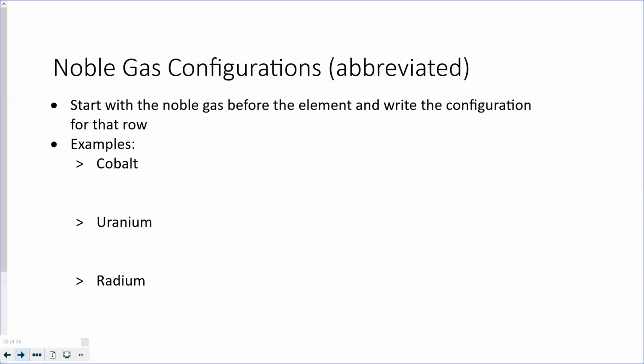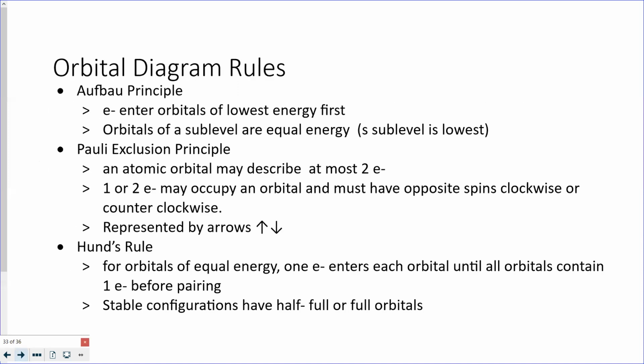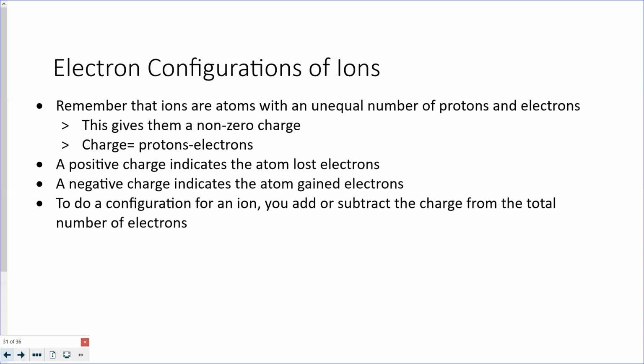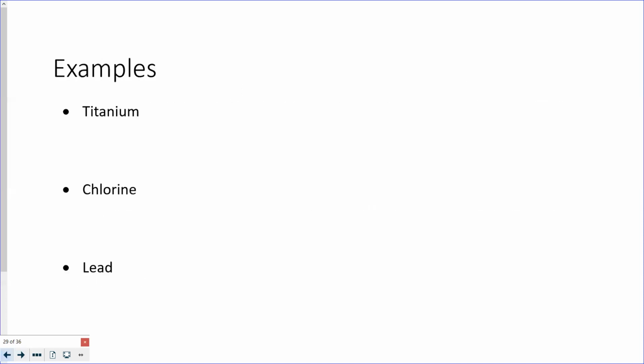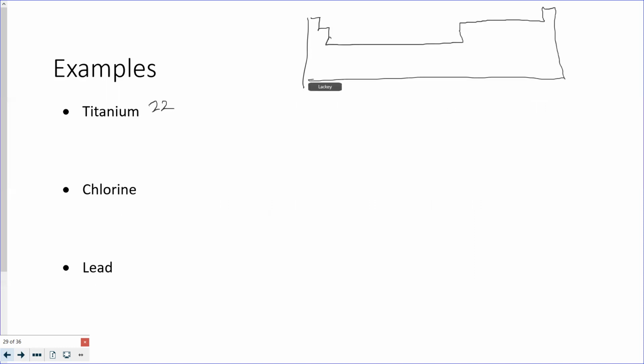So just to show you an example, if we look at titanium, titanium is number 22 on the periodic table. And I'm going to sketch a periodic table so you can see how this looks. Okay. So filling in for titanium, which would be here in the D block, essentially.